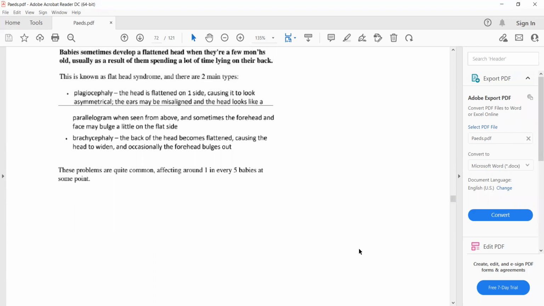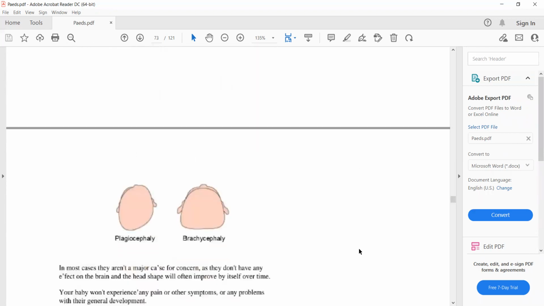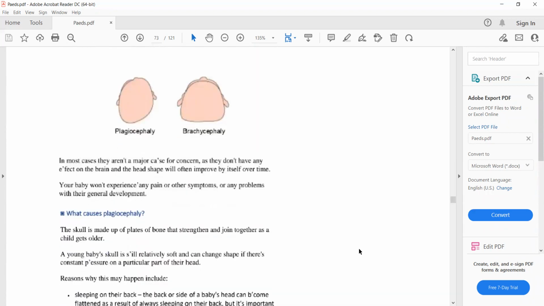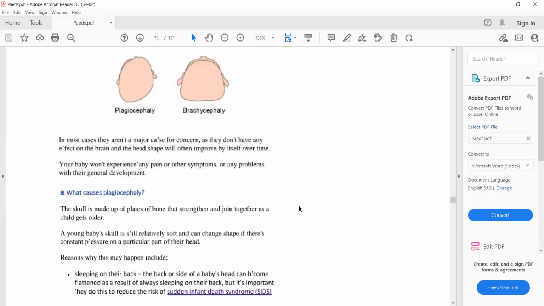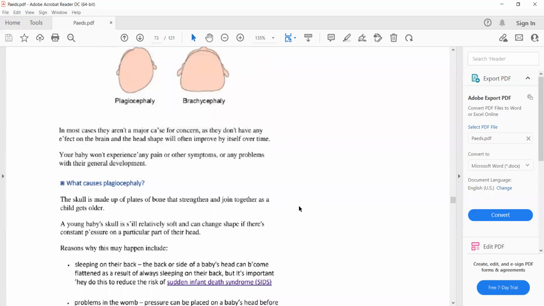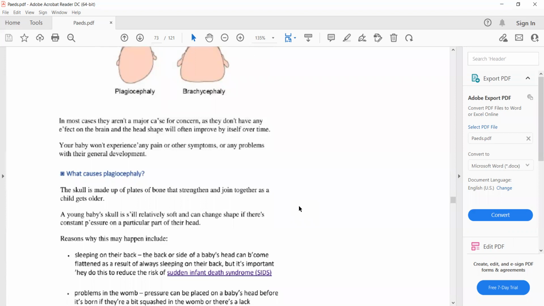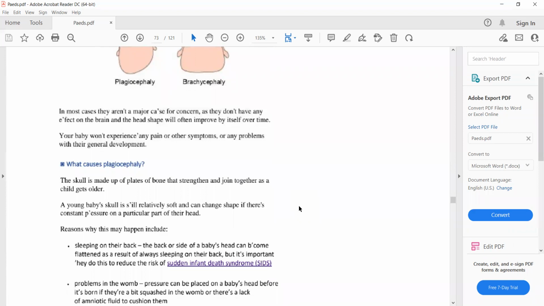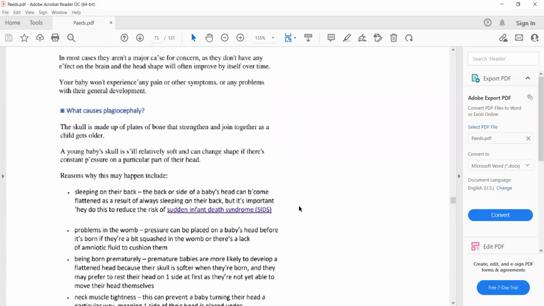These problems are quite common. They affect around 1 in every 5 babies at some point. In most cases, they are not major causes of concern because they do not have any effect on brain development, and the head shape usually improves by itself over time. And the baby usually won't experience any pain or other symptoms. So only reassurance is required in both cases if the parents are concerned about the shape of the head of their baby.